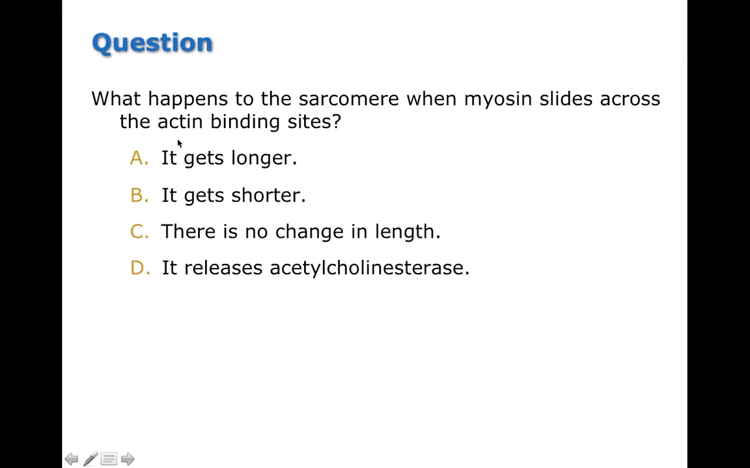Now, with this question, it says, what happens to the sarcomere when myosin slides across the actin binding sites? So the question is asking, does the sarcomere get longer, shorter? Does it change in length? Or does it release this enzyme called acetylcholinesterase? And we know that when sarcomeres contract, they get shorter.